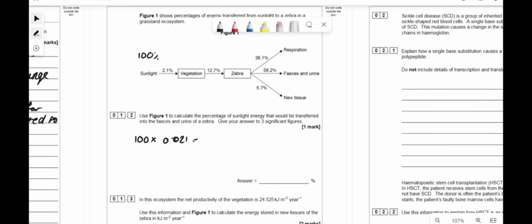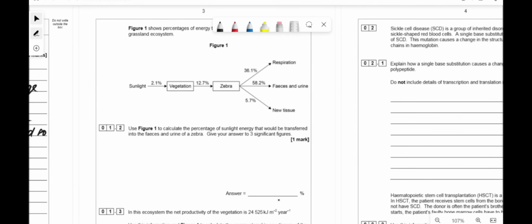Hold on, let me change this around. Okay, so whenever you take a percentage of something, you times by the percent in decimals. For example, if I've got 73 and I want to find 25% of that, I do this times 0.25, which gives us 18.25.